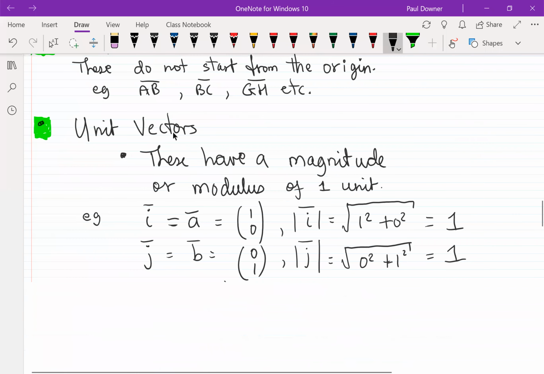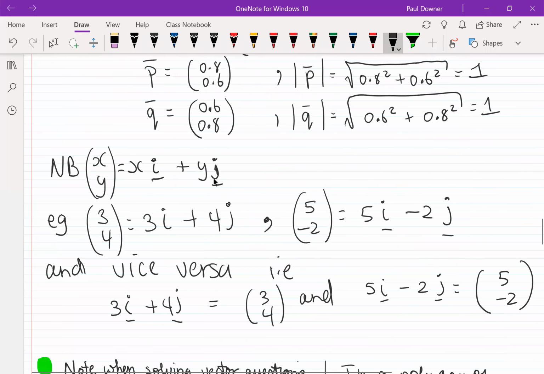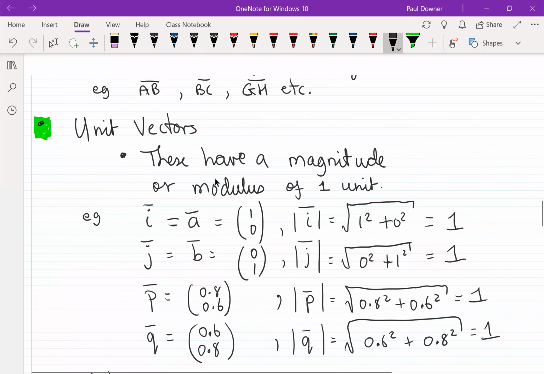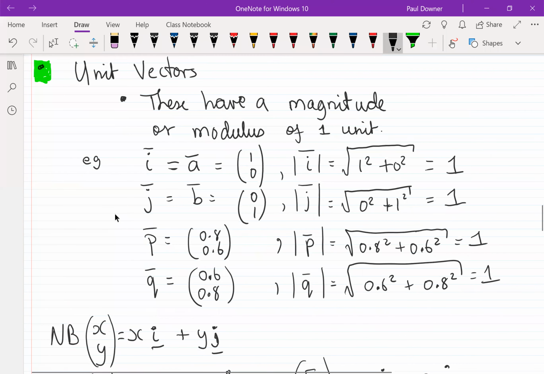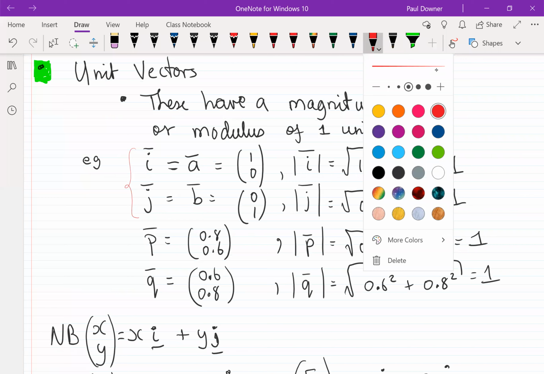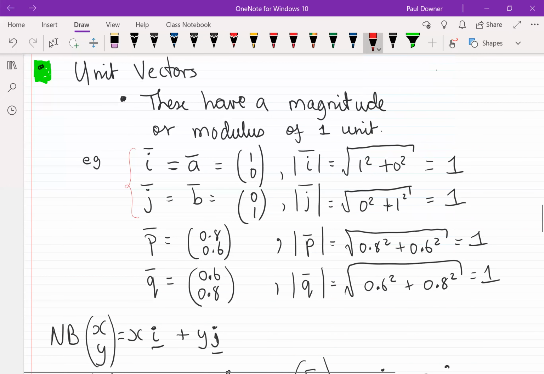What about unit vectors, right? Now, the main thing that you need to know about unit vectors is that unit vectors always have a magnitude or modulus of 1 unit. So the unit vectors that you learn firstly about are these two here, right? Those are the unit vectors for what we call I and J, right? I and J, these are what we call the principal unit vectors that you meet firstly.